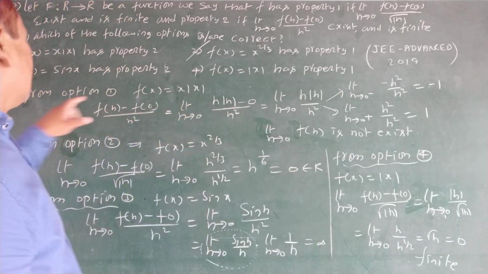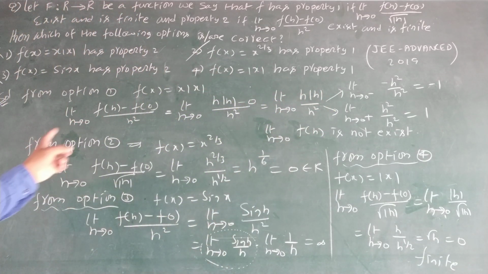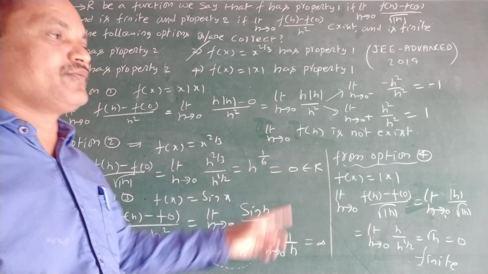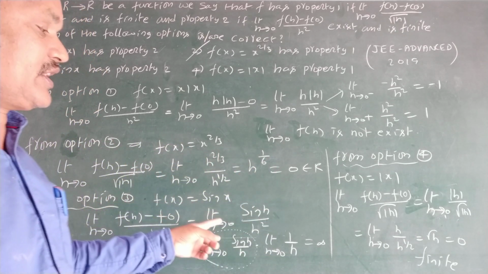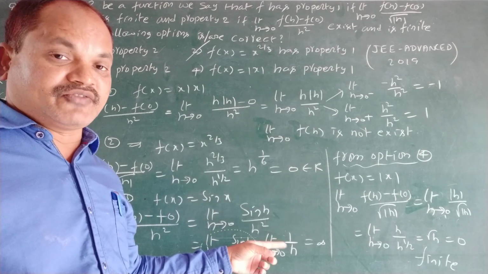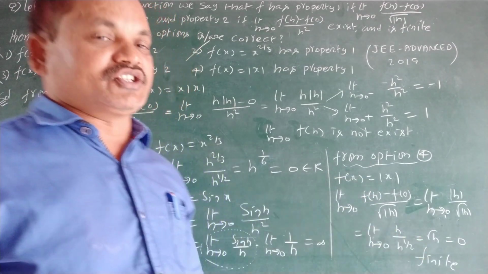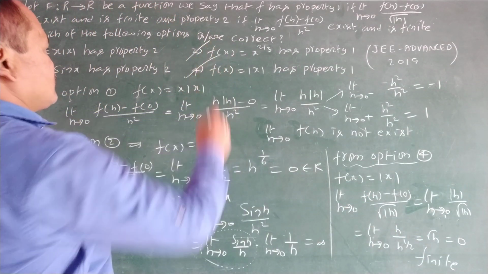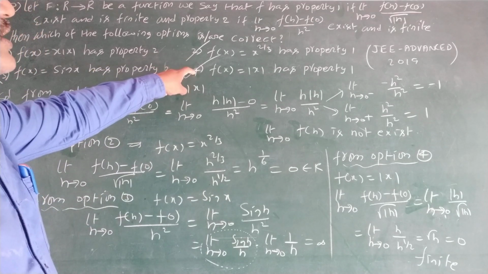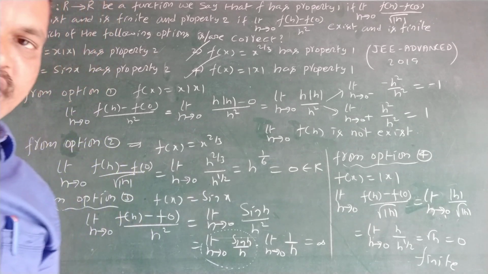So from the first option the limit does not exist. From the second option the limit exists and is a finite value, 0. From the third option the limit does not exist, since the limit is infinite. Here in the fourth option the limit exists and is a finite value, that is 0. That's why the fourth option is correct. So the second option and fourth option are correct according to the properties, and the first option and third option are wrong. That's all.